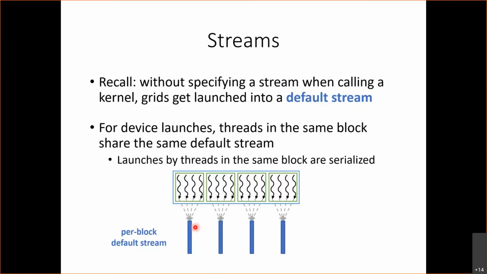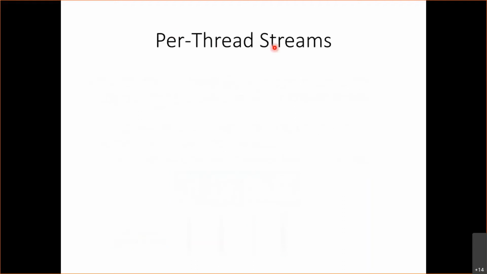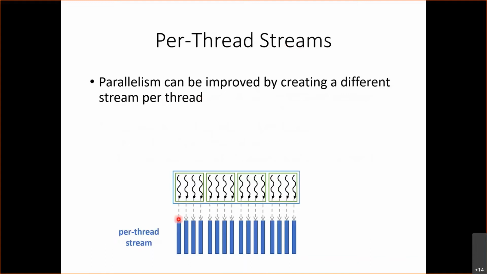So what can we do about this? Well, rather than using the default stream that's for the thread block, we can have a separate stream for each thread. So we can have a per thread stream. Parallelism can be improved by creating a different stream for each thread and having each thread launch into its own stream. Now, how do we create a stream for each thread?